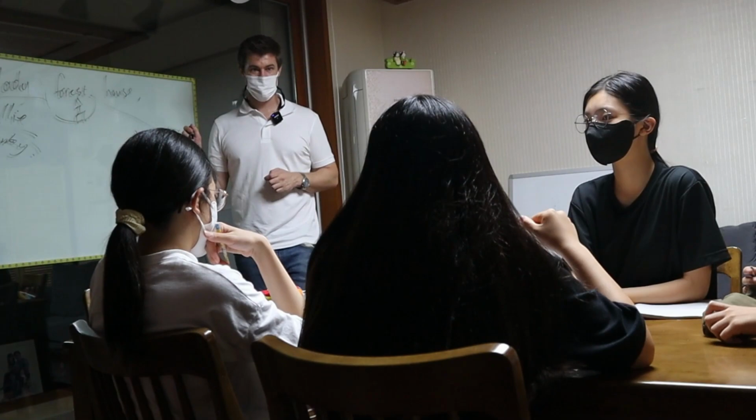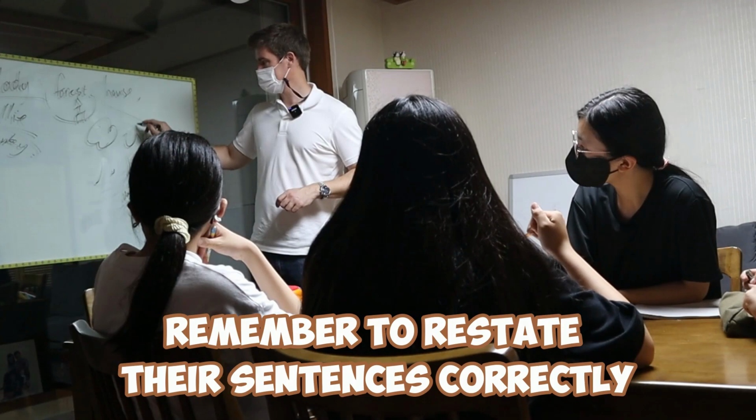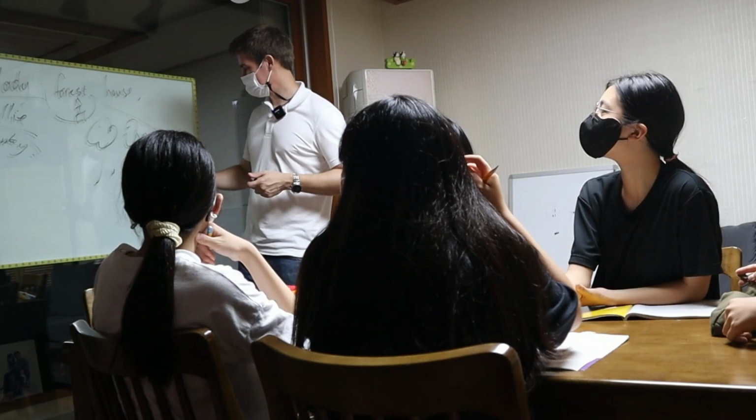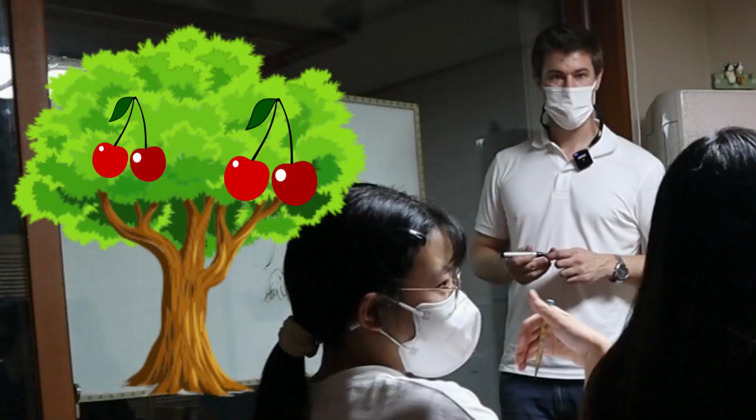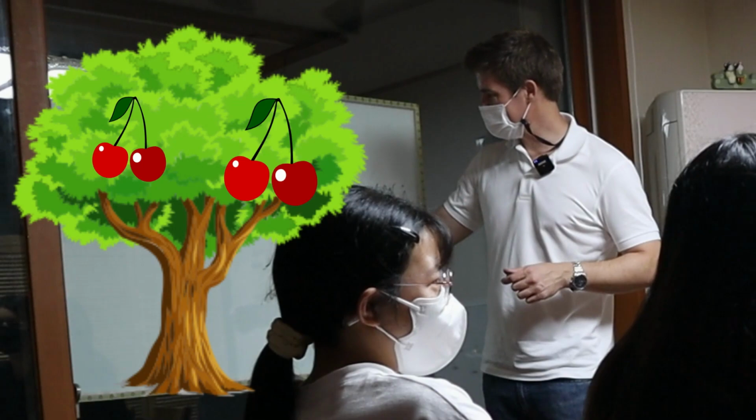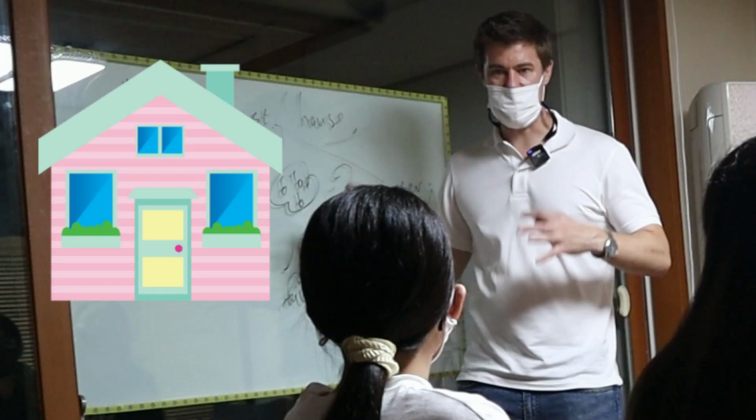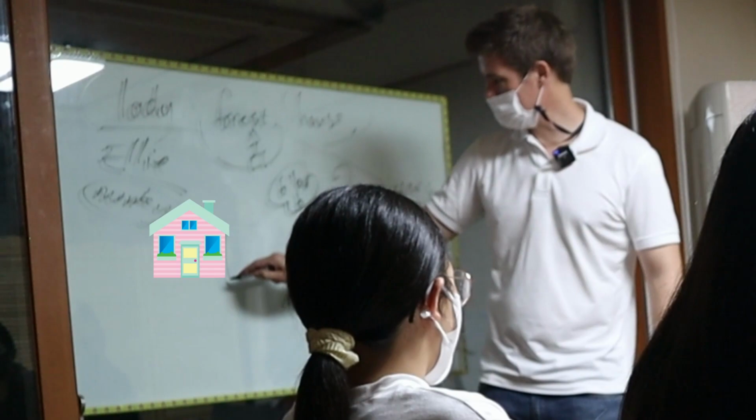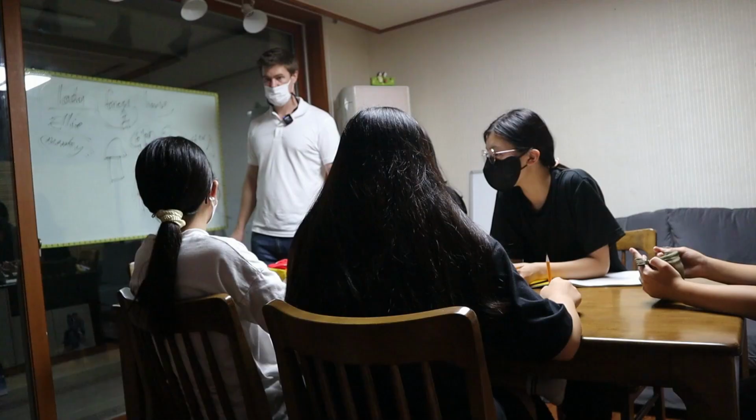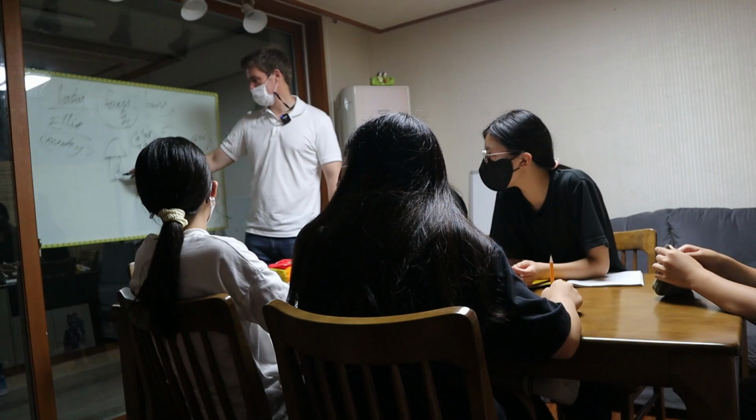Yeah. And trees have fruit. The trees have fruit. What kind of fruit? Cherry. Cherry. Okay. Ellie lives in a house. What does the house look like in the forest? Very small. How many rooms? One room. Anything special about the house? Anything interesting?